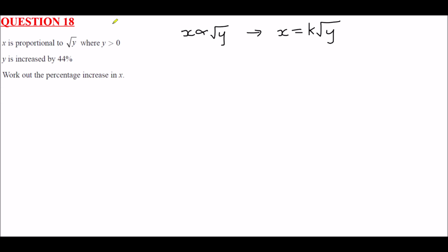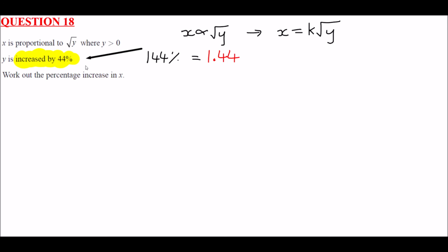We're told here, though, that y is increased by 44%. So what this means here is that y must have been multiplied by some number to increase it by 44%. This is where decimal multiplier knowledge can come in handy. So how do you increase something by 44%? Well, to increase by 44% means the initial 100% of itself plus an extra 44%, which is 144%, which as a decimal multiplier is 1.44. So in other words, y must have been multiplied by 1.44.